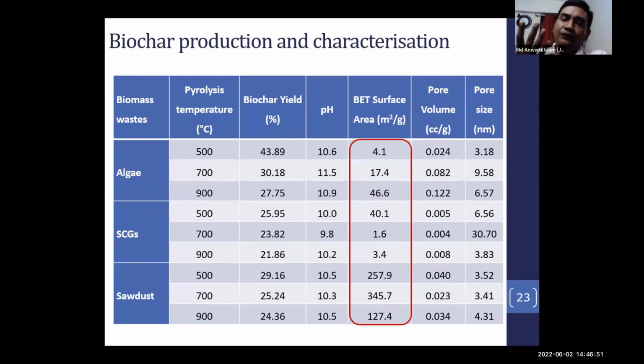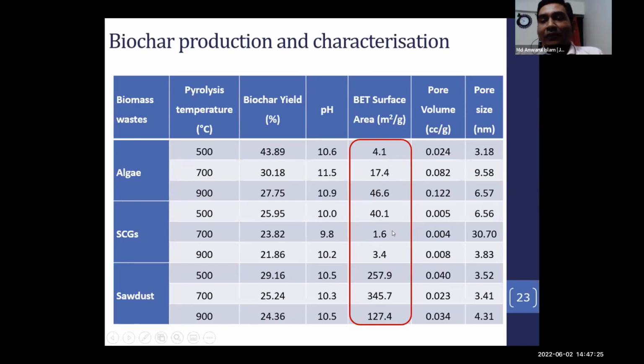So as we know, for adsorption we need two special properties. One is the surface area. The second one is the surface functional group. As we can see here, the specific surface area, or the BET surface area, the sawdust has given the highest surface area. On the other hand, coffee has given the minimum. Only the 500 degree has given 41, and algae has given a kind of moderate surface area.